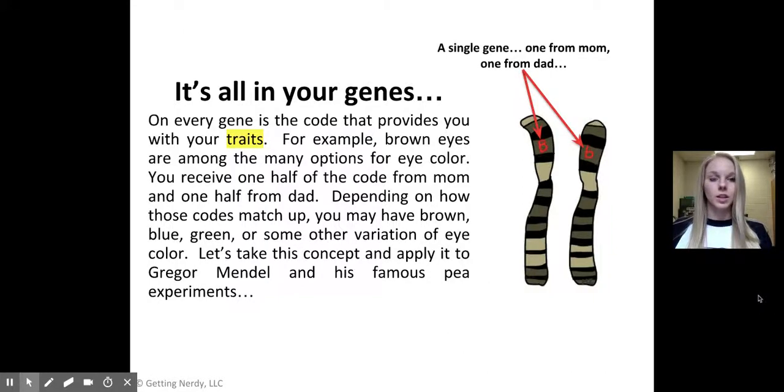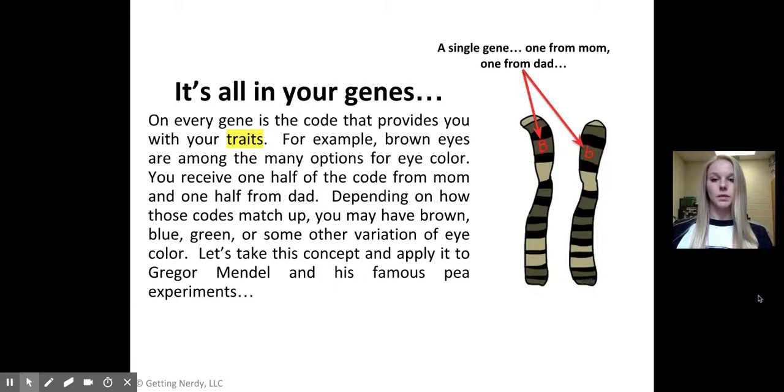For this presentation, we're going to be learning how genes are passed from parents to offspring. Every code that provides you with your traits is in your genes. For example, brown eyes are among the many options for eye color. You receive one half the code from mom and one half from dad. Depending on how these codes match up, you may have brown, blue, green, or some other variation of eye color.